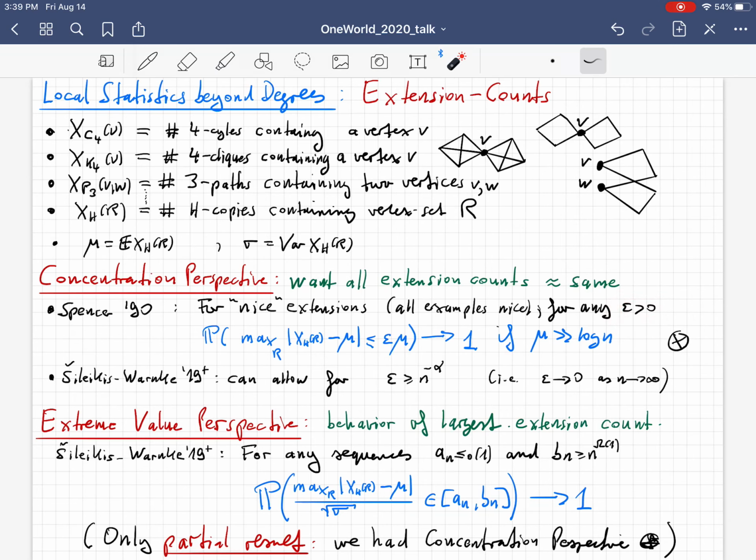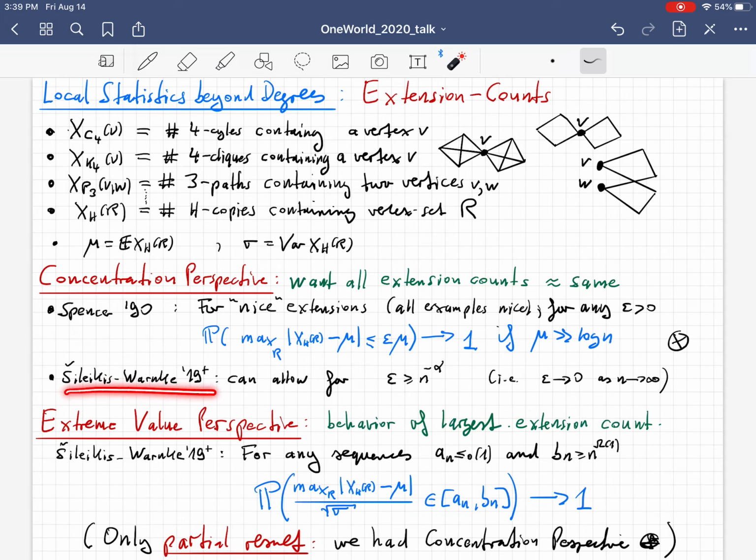and raised the question, what happens when epsilon tends to 0? And this is something that Matas, Sileikis, and myself revisited last year. So we investigated what happens when epsilon tends to 0. And in some range of the parameters, we determined the optimal dependence of this result on epsilon. But let me not dwell on this too much. Here, again, I want to advertise this extreme value perspective.